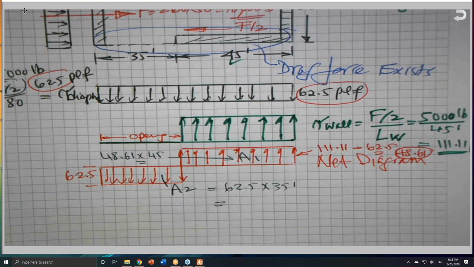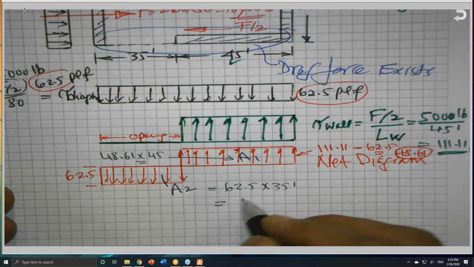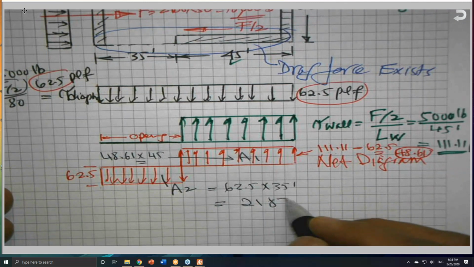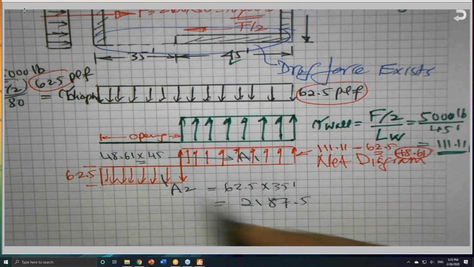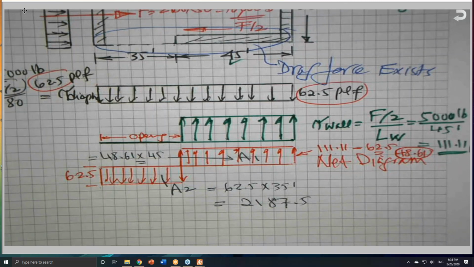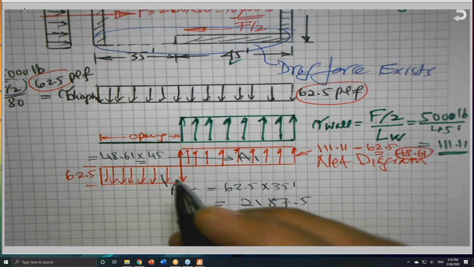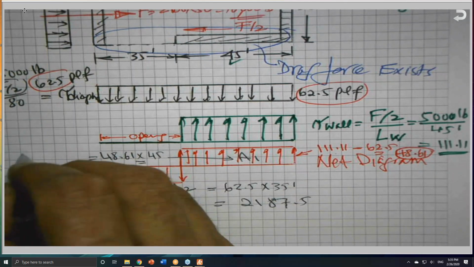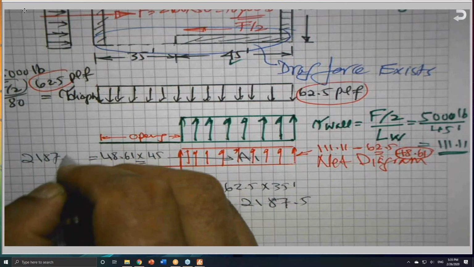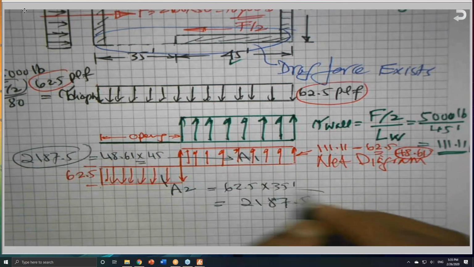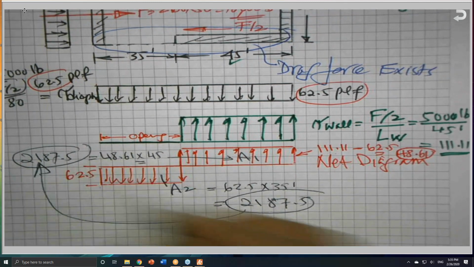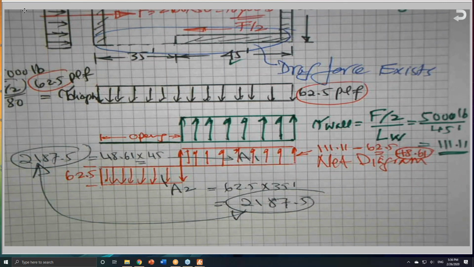So 62.5 enter, times 35, gives 2187.5. And this, 48.61 enter, times 45, about, with the rounding, 2187.5. Do you see the analogy between this and this? They should be equal.